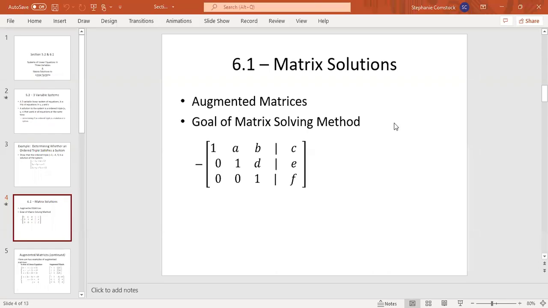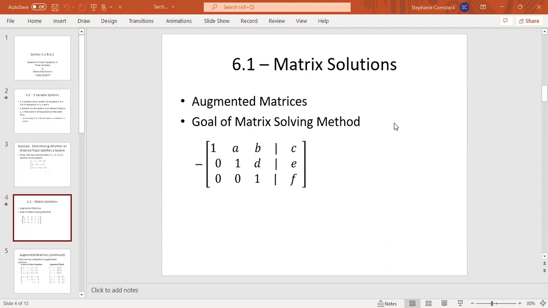Now then, for solving three variable systems, the method that we're going to look at utilizes what are called matrices. It is plausible to do three variable systems using other techniques such as substitution or elimination, but we are going to be looking at using matrices.